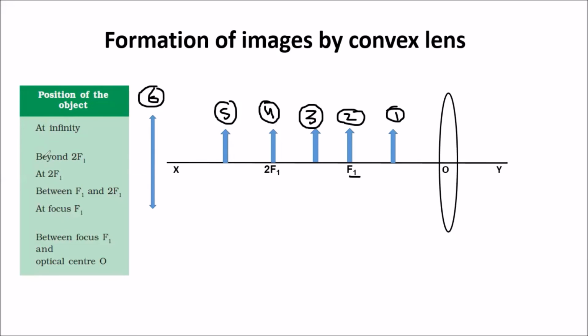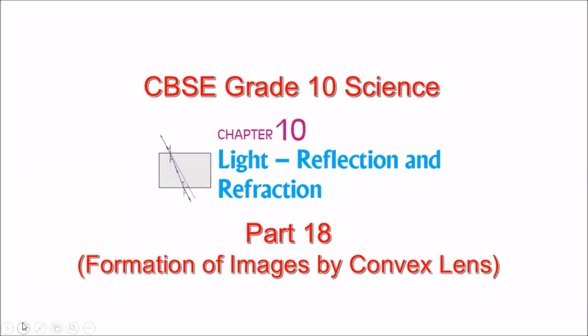And you can see in the textbook the diagrams are drawn from infinity to optical center, but when we will be drawing and understanding in the next video, we will go from optical center to infinity, because it's always good to go from 0 to infinity rather than coming from infinity to 0. So this was all about rules for formation of images by the convex lens. In the next video, we'll be discussing formation of images by convex lens, and we'll understand how to draw the ray diagram for each and every case.